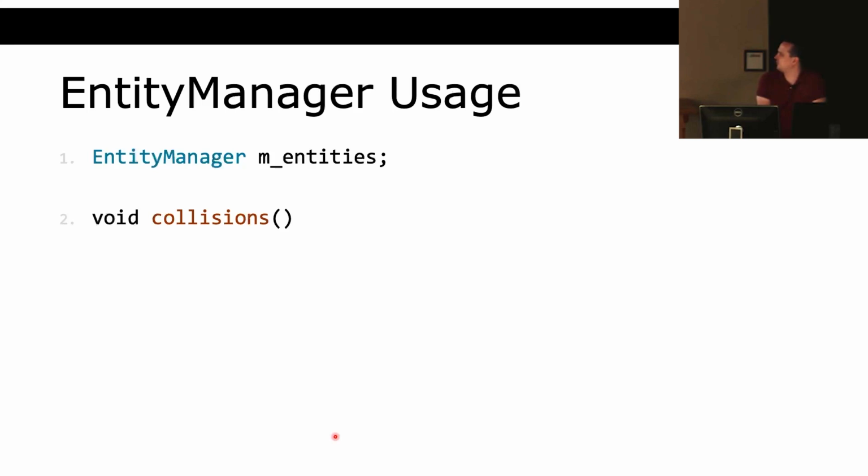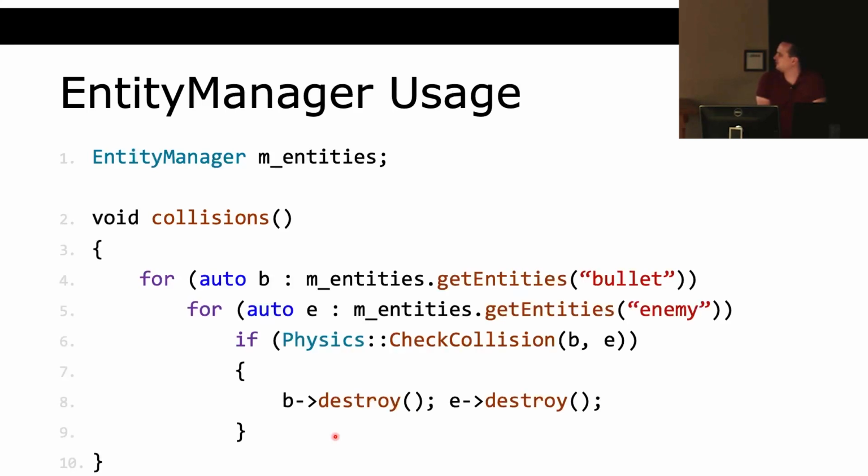Well, this is sort of like before. Let's say we're doing some collision checking. So m_entities.getEntities("bullet"). I'm iterating over all of my bullets here. Then I'm iterating over all of my enemies. And we're going to have this physics system. It's going to check if there's a collision between two entities. Here it happens to be the bullet and the enemy.